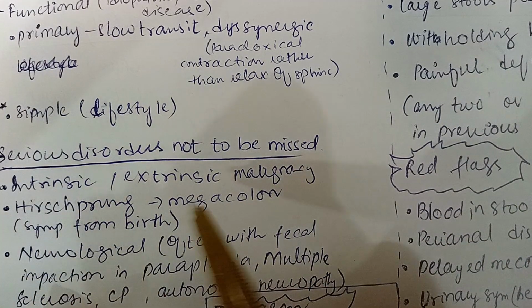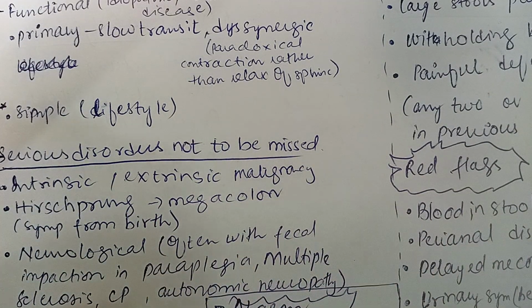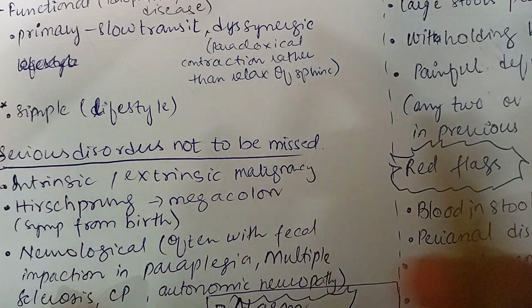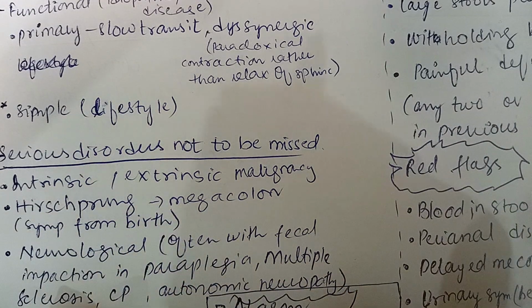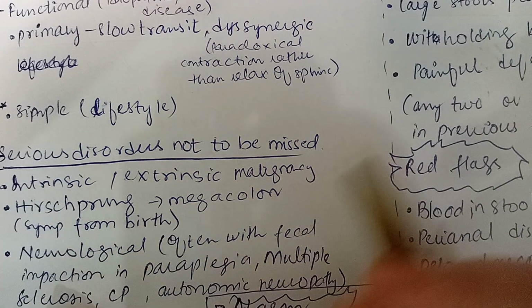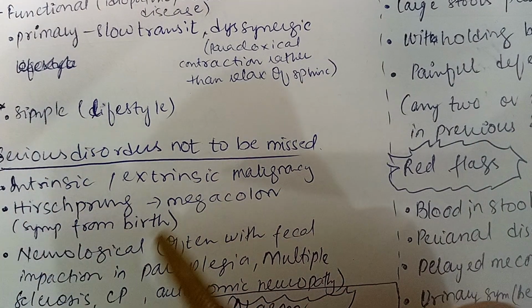Then we have Hirschsprung disease. It is a very important and very serious disorder which should not be misdiagnosed in children. Actually, it can cause megacolon, and the symptoms are present from birth. And if there is a history of delayed meconium passage, then it is Hirschsprung disease.